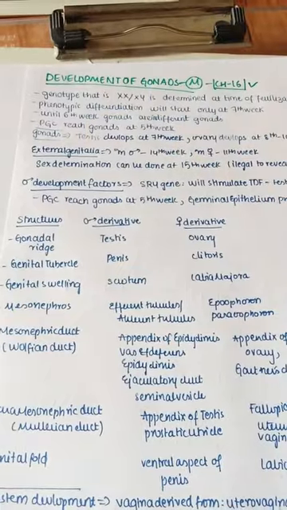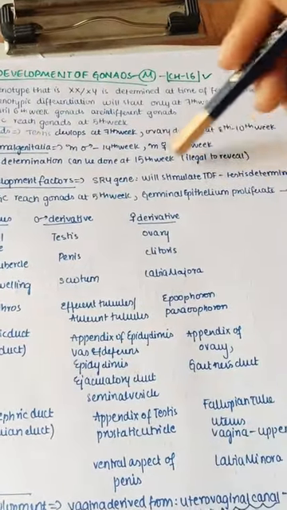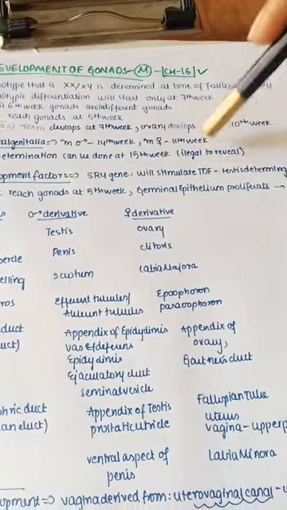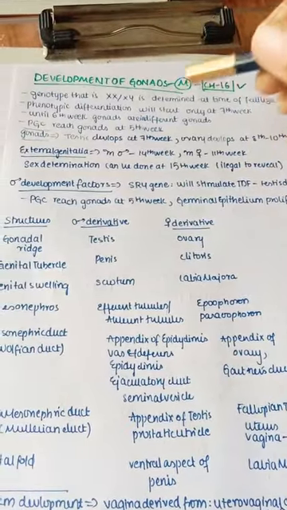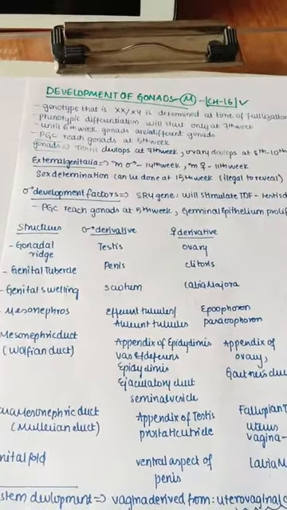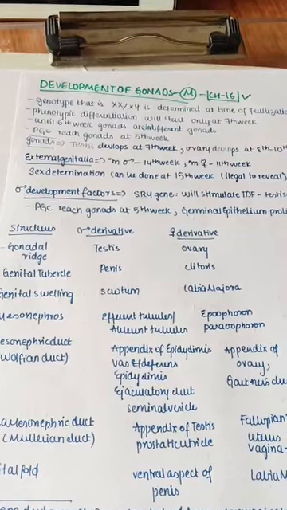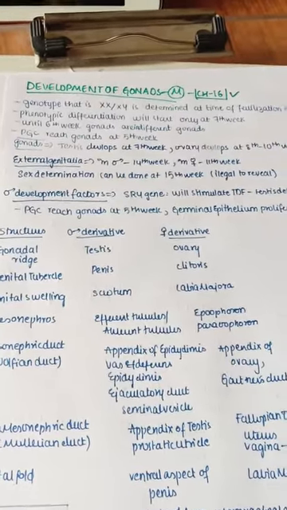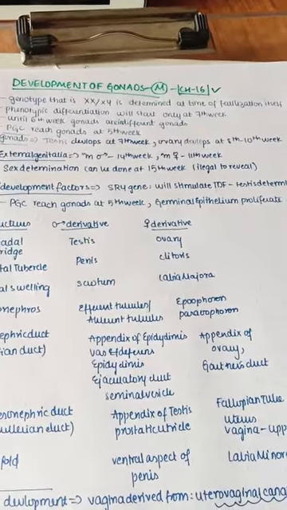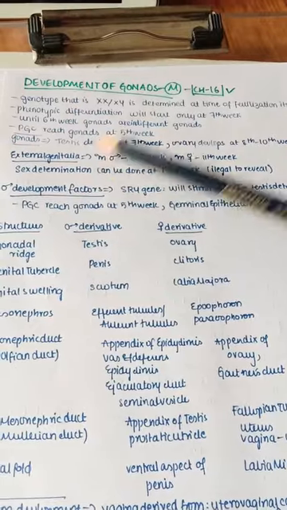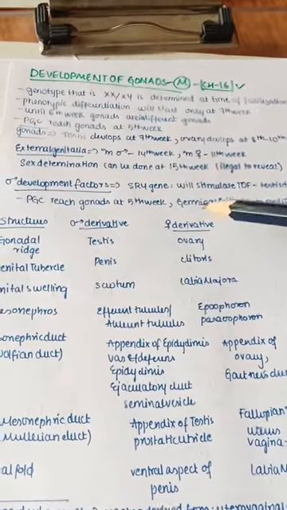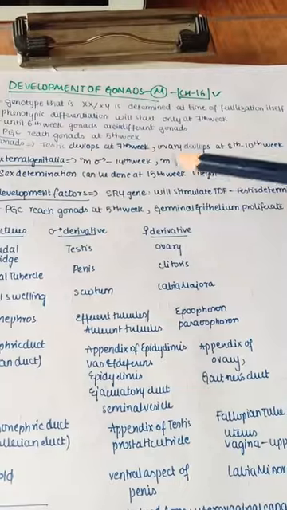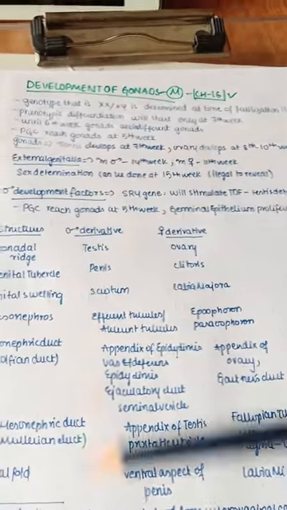But in external genitalia, the female genitalia are formed first, because in females they are formed at the 11th week, in male they are formed at the 14th week. This is a very important point to differentiate between when the gonads are formed and when the genitalia are formed. So in gonads, male gonads form first, but coming to genitalia, female genitalia form first. And sex determination can be done at the 15th week, but it is illegal to reveal.